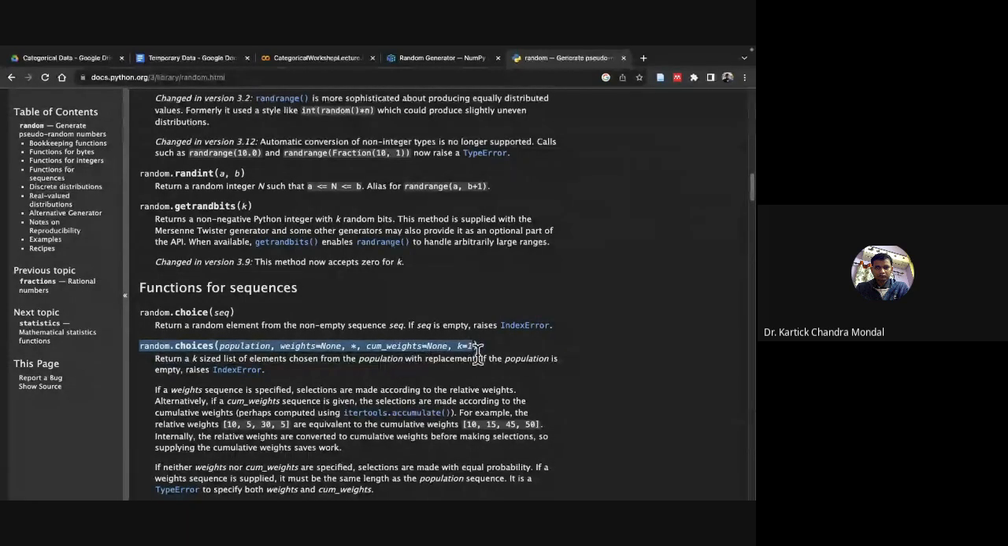So what it says: return a k size list of elements. The k size which I have mentioned is 200, from the population with replacement. If the population is empty, there is an index error. So the population means, okay, let's go to the code.